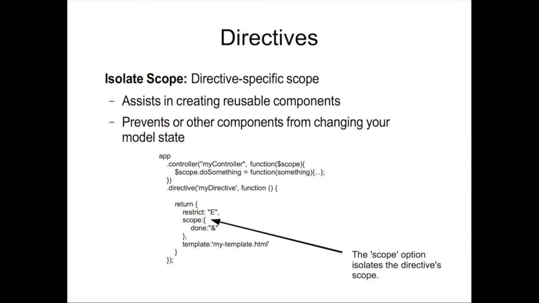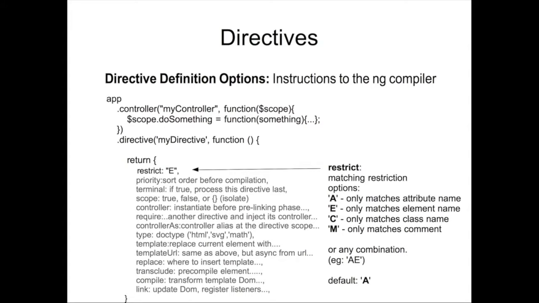So back to directives and isolate scope. Isolate scope assists in creating reusable components and prevents other components from changing your module state. It's right here in this little return block. You provide this scope argument, and you've effectively isolated your scope. What else can you do there? And what is this section within a directive? Oh, that's easy. Those are the directive definition options. Those are the instructions to the ng compiler. And there are a ton of them. So we're going to go through all of these, and I promise you I'll have you home by breakfast tomorrow.